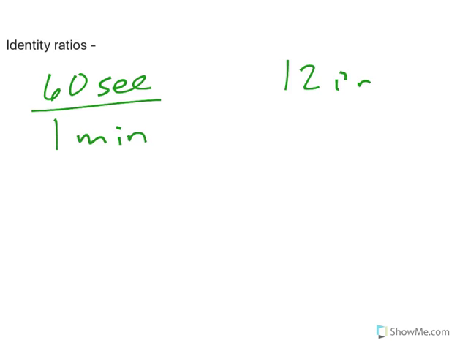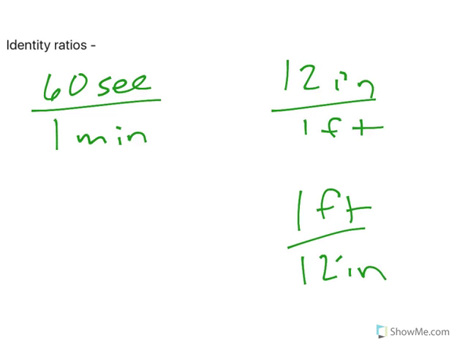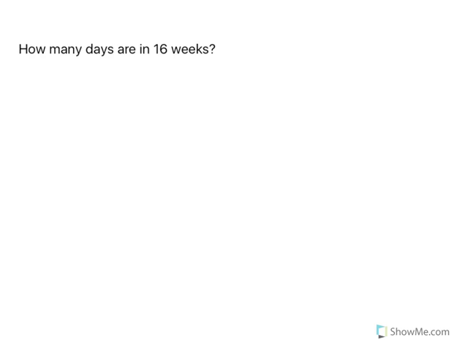This is the process that we want to think through as we do some conversions. That's what I mean when I talk about identity ratios. 60 seconds to 1 minute is an identity ratio. 12 inches to 1 foot is an identity ratio. 1 foot to 12 inches, right? They can go either way. These identity ratios are simply a fraction, or a ratio written any way, really, where the two pieces are equal, just in different units. Seconds and minutes, both measuring time, but different units of time. So we're going to use identity ratios to continue on.